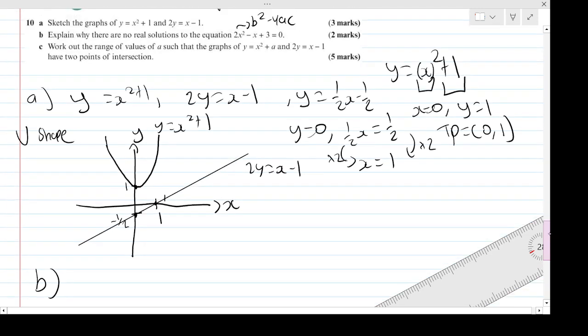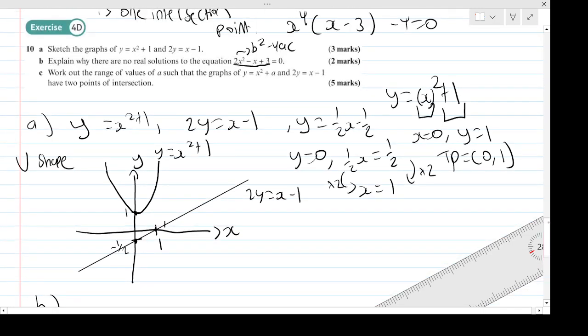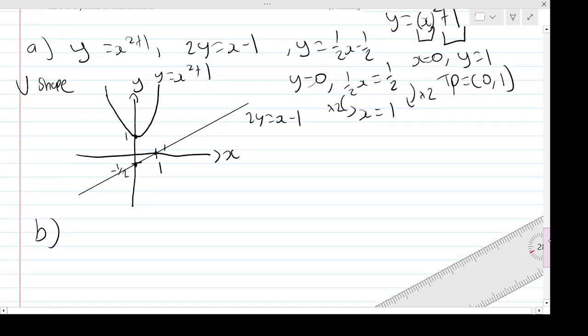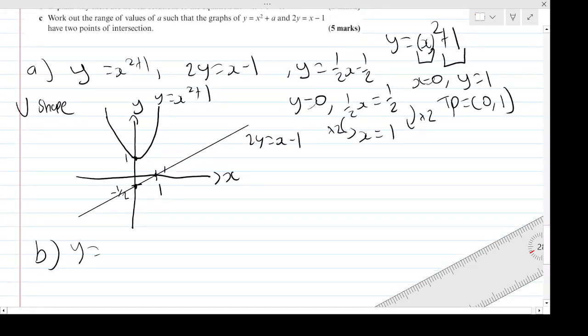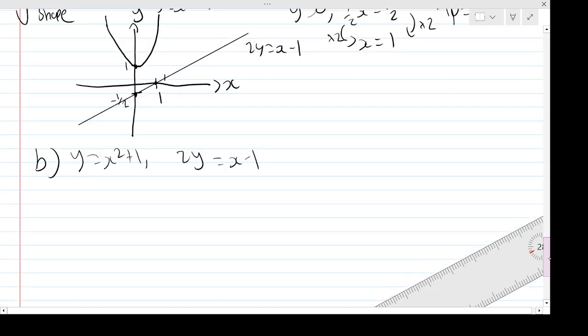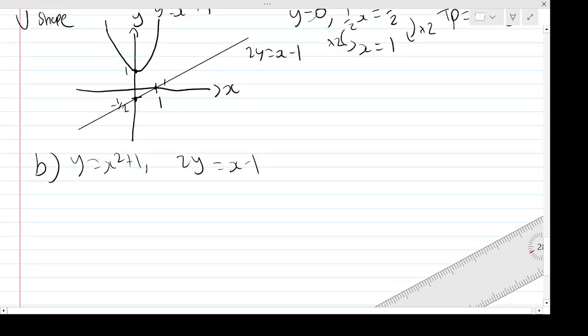So let's think, well, it's not abundantly clear how I get this equation, but it's basically asking us to consider the graph, right? They didn't ask us to sketch the graph for no reason. So let's consider when we put them equal to each other. So y is x squared plus 1, and 2y is x minus 1. So I'm going to put them equal to each other. Obviously, they never intersect, so I'm not expecting solutions. That's okay. I can still equate the two equations together.